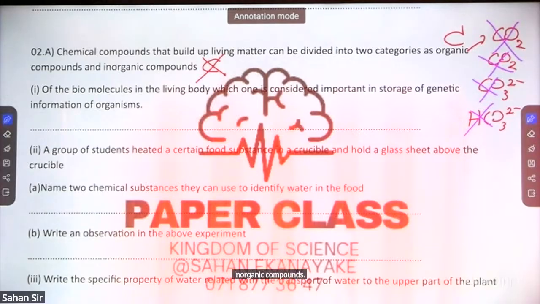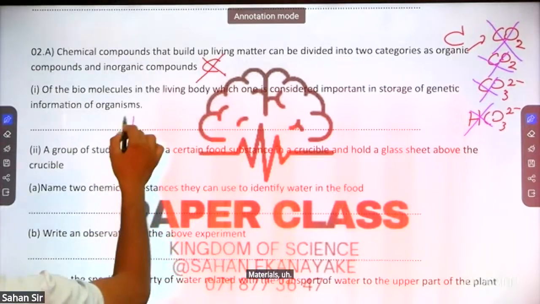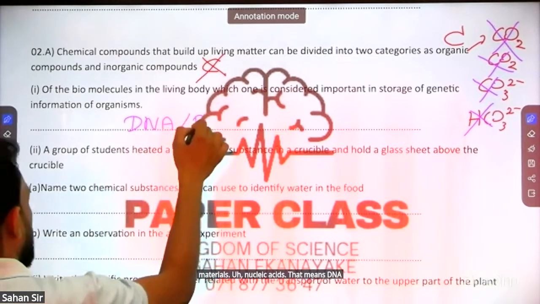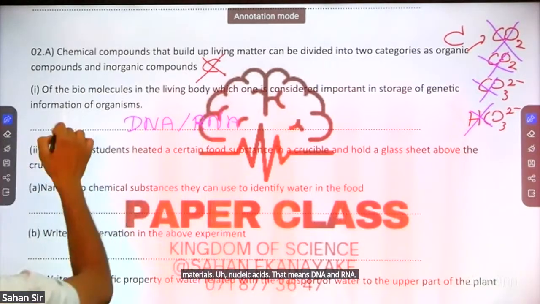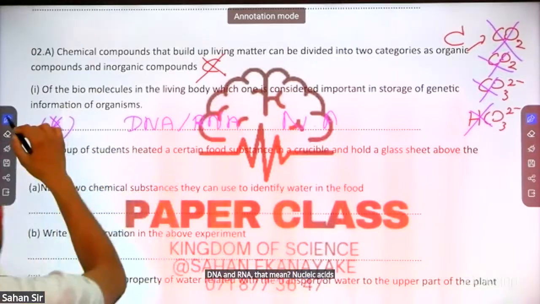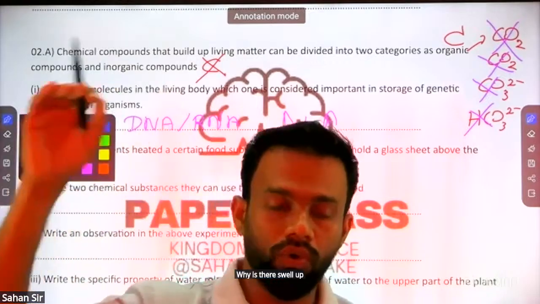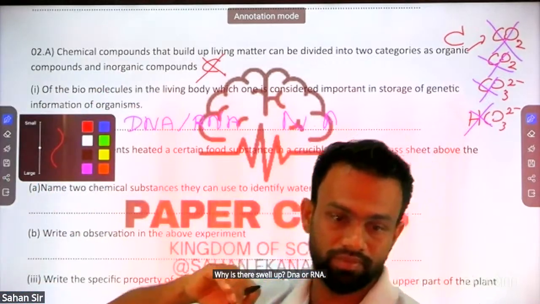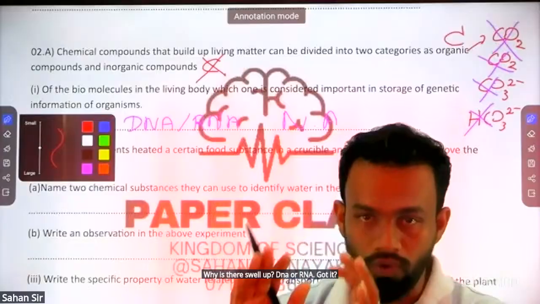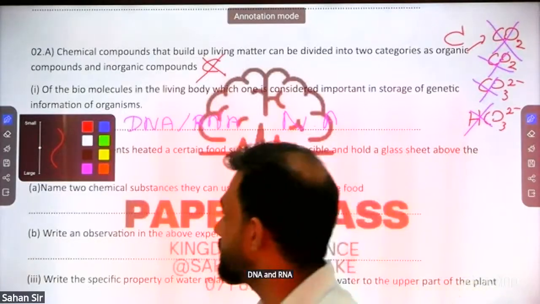Of the biomolecules in the living body, which one is considered the important storage of genetic material? Nucleic acids. That means DNA and RNA. But when we consider viruses, they have DNA or RNA. Got it? DNA or RNA. Very important.